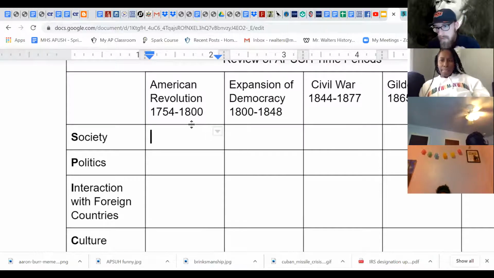Now, remember, if they ask you a question about the American Revolution and you want to talk in your context about what happened before, like the settlers or whatnot, that's fine. But I'm just telling you, they're not going to ask you directly about that stuff. They're not going to ask you a question specifically about it.